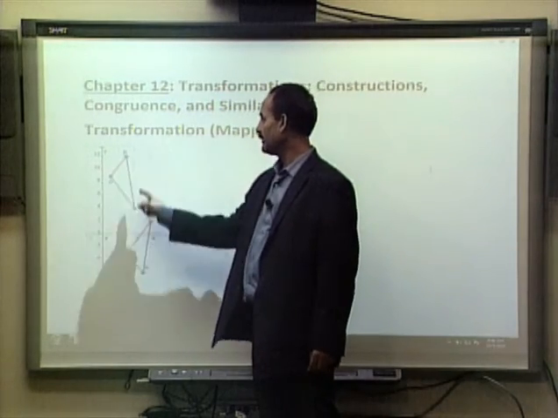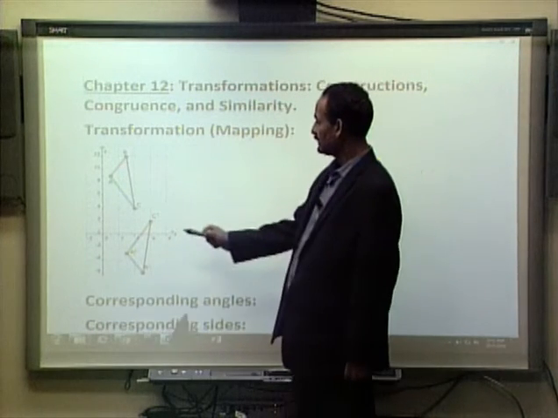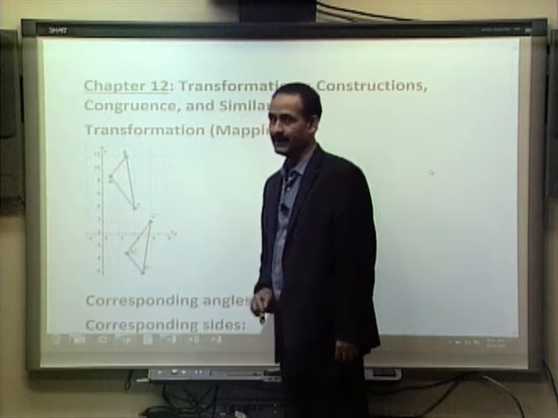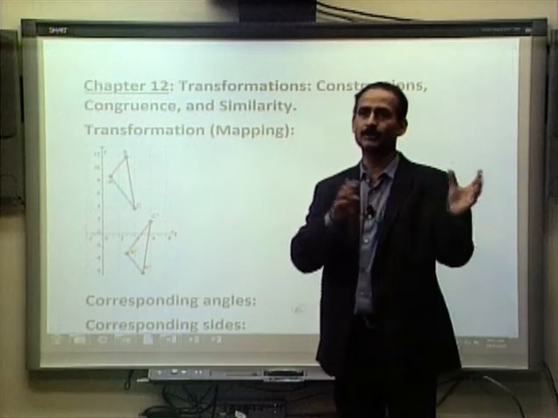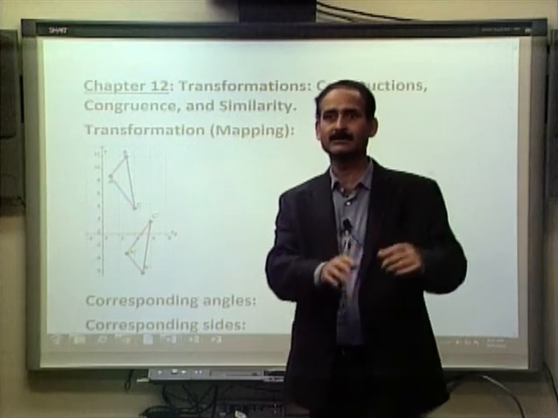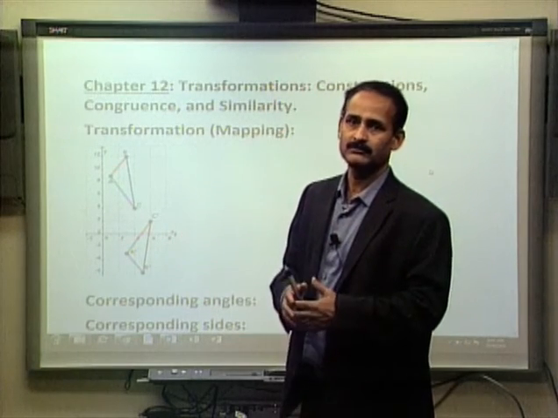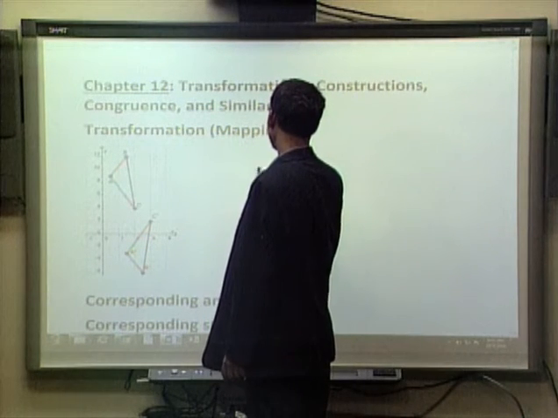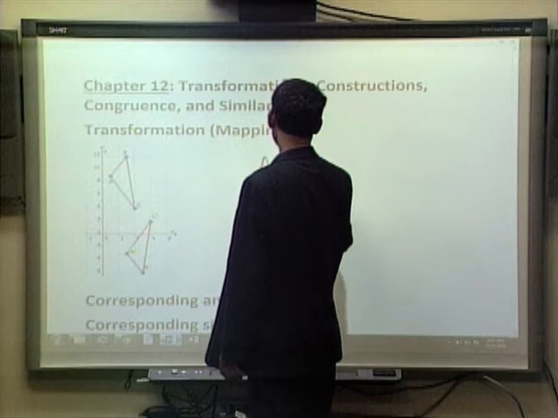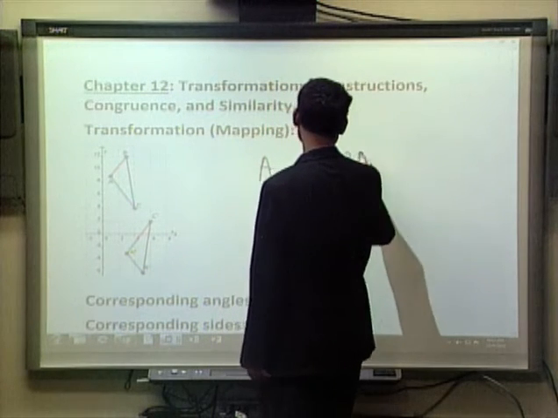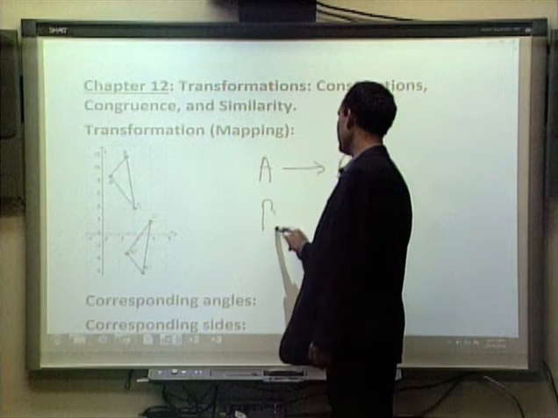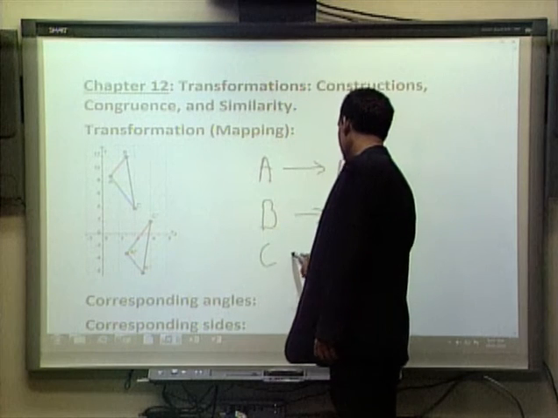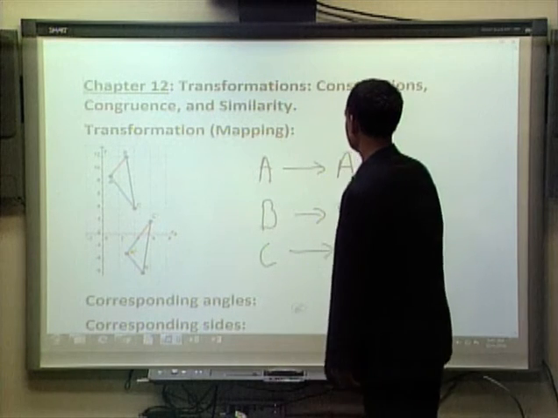So, this triangle ABC is moved to another place A dash, B dash and C dash. This movement of geometric object from one place to another place is what we call transformation or mapping. And in this situation we say the point A is mapped to point A dash, and similarly point B is mapped to point B dash, and point C is mapped to point C dash.